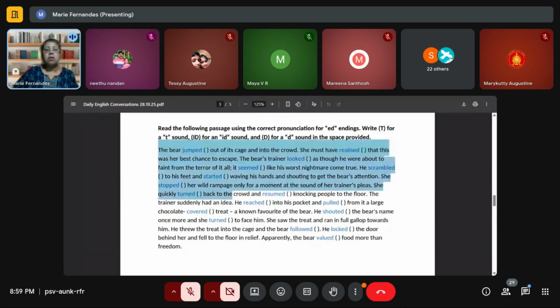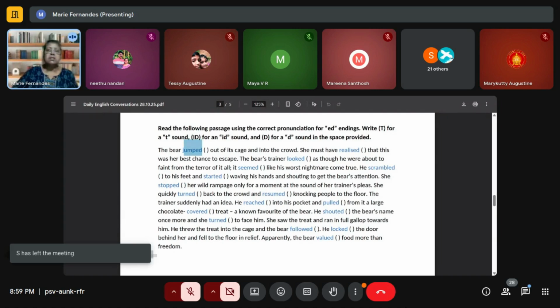So now you must read it in context. This is how it is done. Now, when you're reading a passage like that, you're not definitely going to go back to the rules and see how it is formed. So: jumped out of its cage, realized, looked, seemed, scrambled, started, stopped, turned, resumed, reached, covered, shouted, turned, followed, locked, valued. Read this once more and make sure that you get the pronunciation right. But I will take up a little time tomorrow to give you the rules of this.